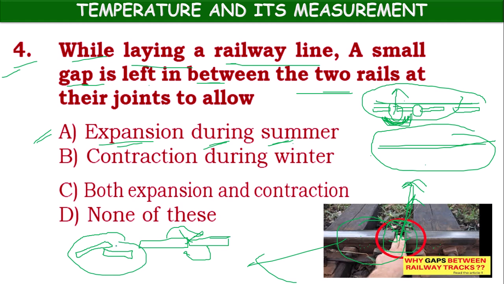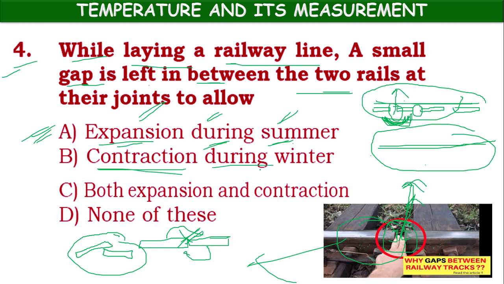Which will cause accidents, because the railway lines or rails should be uniform, should be straight, so that a train can move smoothly on the railway line. If they change their path, then it will lead to accidents. So that's why, to allow the expansion during summer, mainly for this reason, the gap is left. So option A is correct.